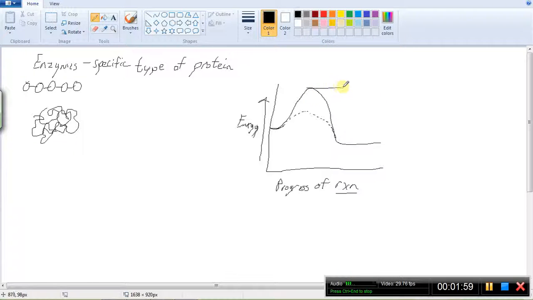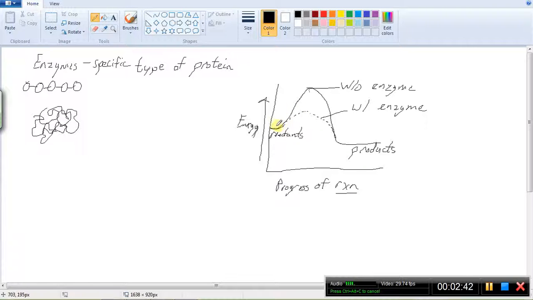This would be without enzyme, and the dotted line here would be with an enzyme. So this is the progress of a chemical reaction with and without an enzyme, right? You'd have your reactants here, and your products would be here. If you did not have an enzyme, the activation energy would be much greater. You would need a lot more energy to make this reaction happen without an enzyme compared to when you do have an enzyme.